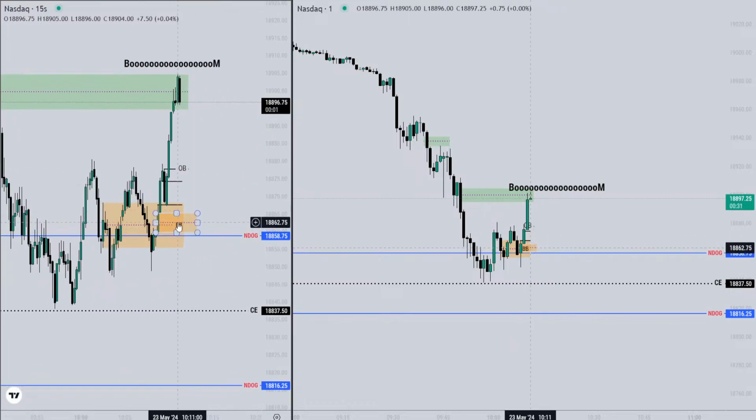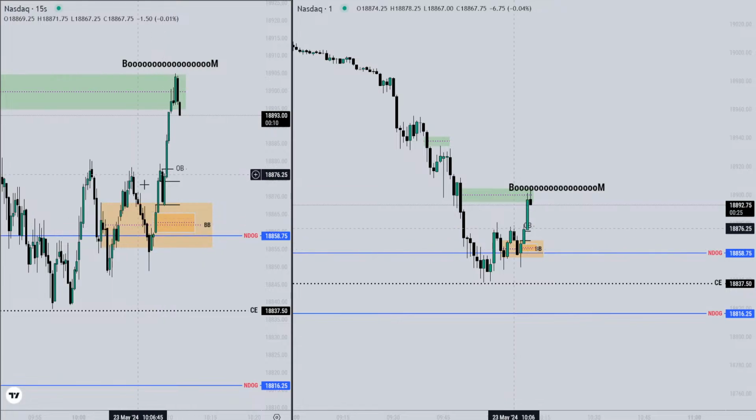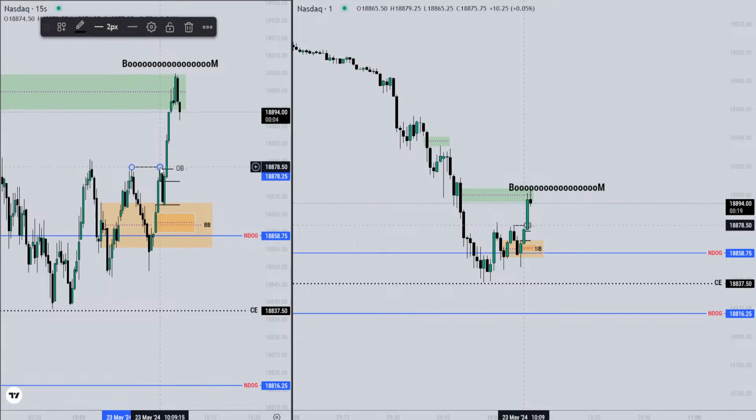Over here, this breaker block was my first intention to take the entry. So this breaker block was the first thing, okay? At the same time, I saw this market structure shift over here. See, here is the market structure shift.